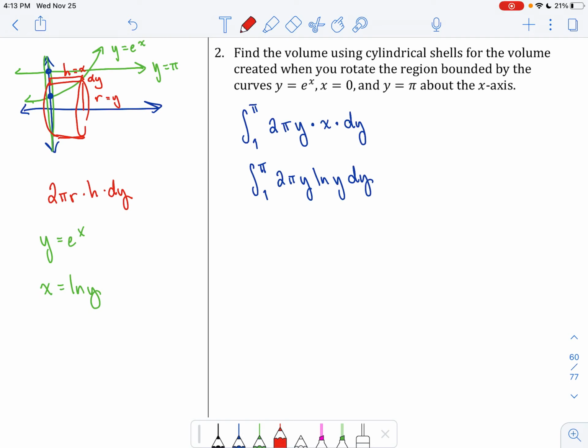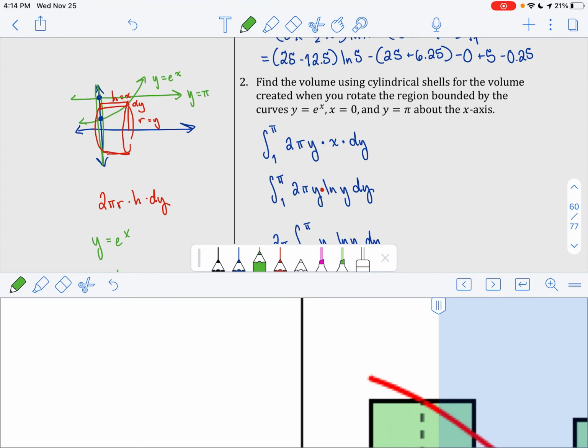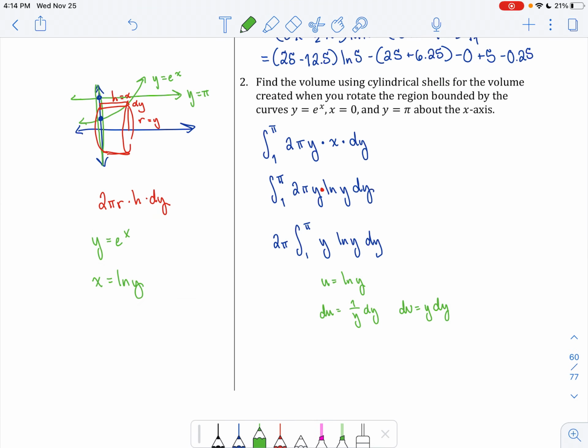And here's where we see why we want to use parts for this, is we have our product here. I'm going to factor out the 2 pi as a constant, and then y ln of y dy. I'm going to say that u, again, is equal to the natural log. So then du is equal to 1 over y dy. dv is then equal to y dy. So then v is equal to 1/2 y squared.